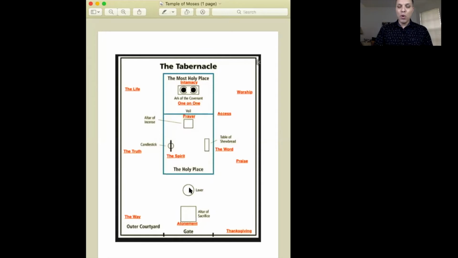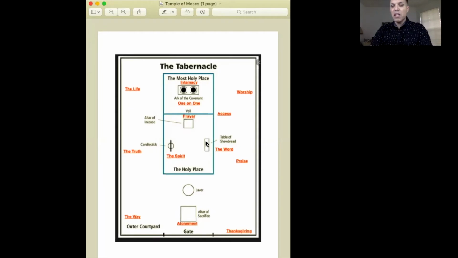Okay, so now we're going into the holy place, and this would be a curtain that you would walk through, and it would be covered all around, so you wouldn't see the outside in this environment. It would have been dark, but it would have been illuminated by the candlestick, or what's known as the menorah, and that represents the illumination of the Holy Spirit. On the other side of that, you would have seen the table of shewbread.